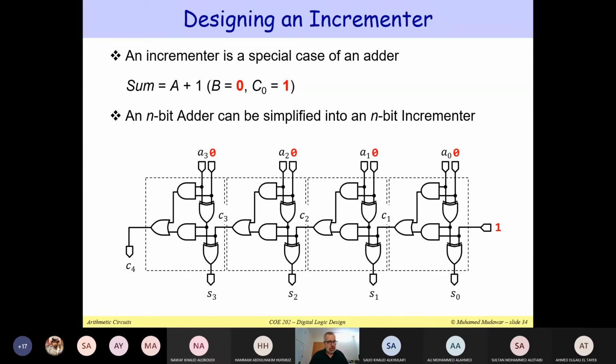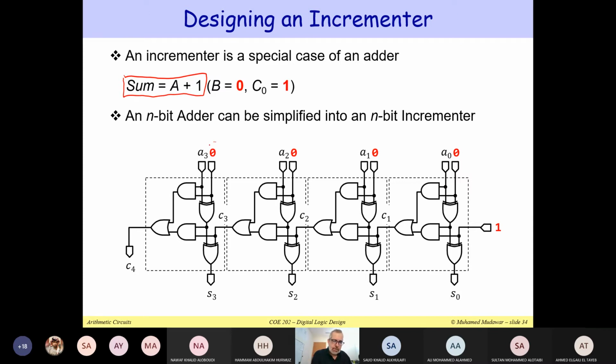An incrementer is a circuit that takes a certain input A and adds 1. So the sum here is calculated as A plus 1. There is only one input A, and I would like to increment it by 1. Now we can say that the incrementer is a special case of an adder. So I can use an adder to add A plus B plus a carry 0. Now B here can be made 0.